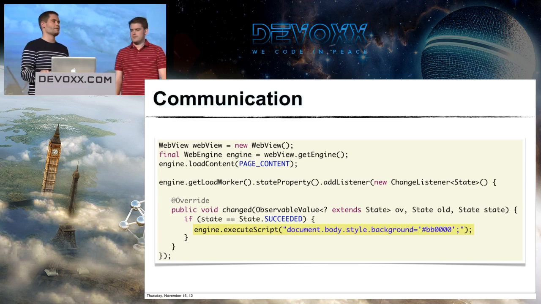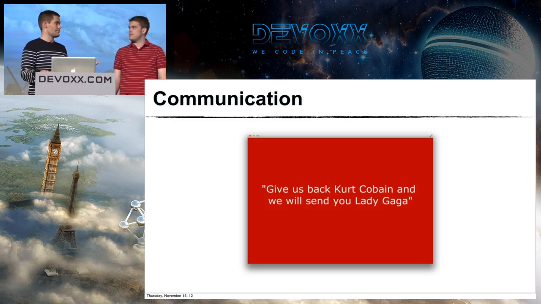So engine execute script. And in this case, we change the background of the body to some color. And it will look like this. So based on our previous example, we have a red background.